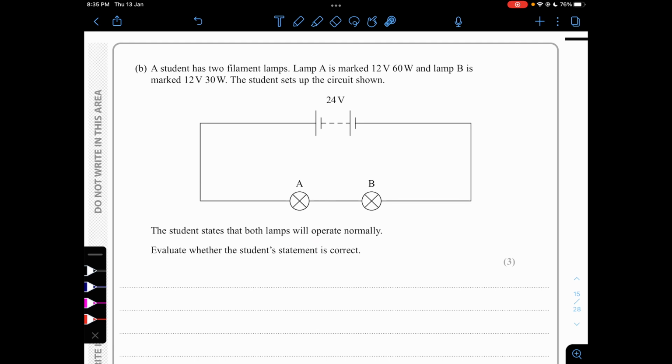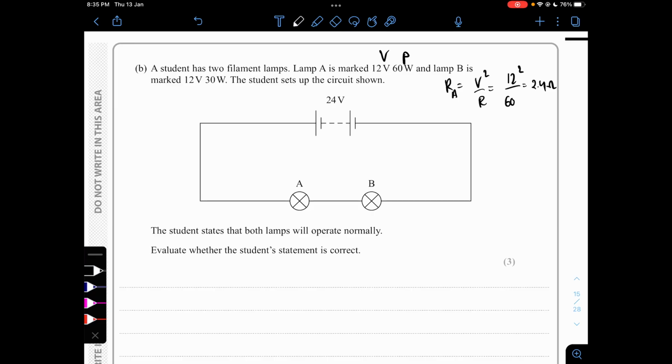Okay, what can we do with this? Evaluate whether the student's statement is correct. We're given V and P. For both, we can work out the resistance like we did before. So R is V squared over P, which we already did. That is 12 squared over 60, which we got was 2.4. So that was the resistance of A.